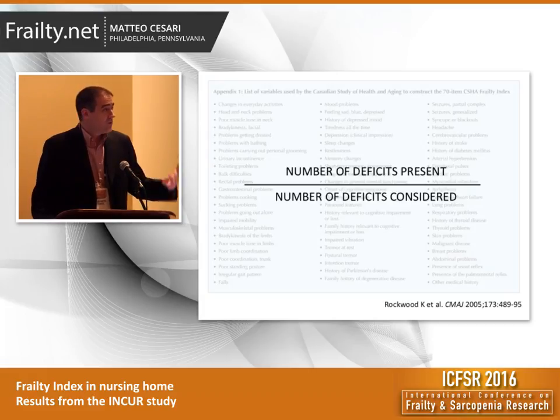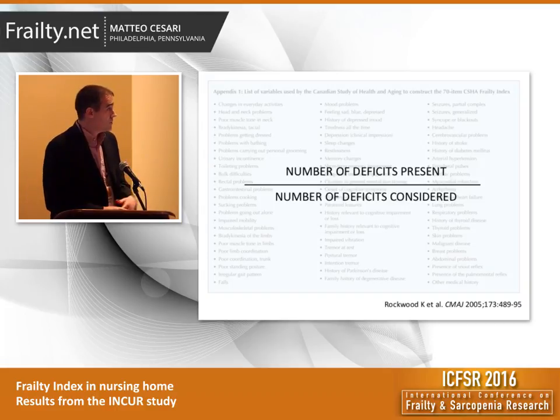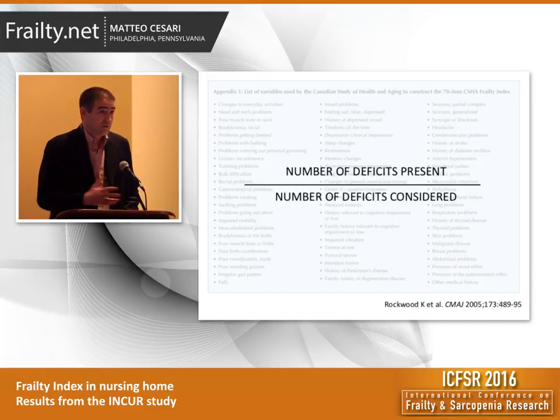We need just to have 30 deficits included in the Frailty Index to get reliable results. So if I count 30 deficits in a person, and the person has 10 deficits present, the score is 10 divided by 30, 0.3. The range is between 0 and 1, with a higher score meaning the worst frailty possible, and 0 the most robustness possible.